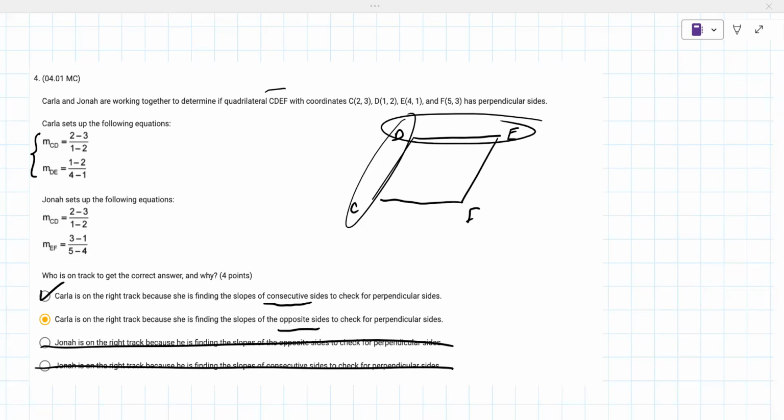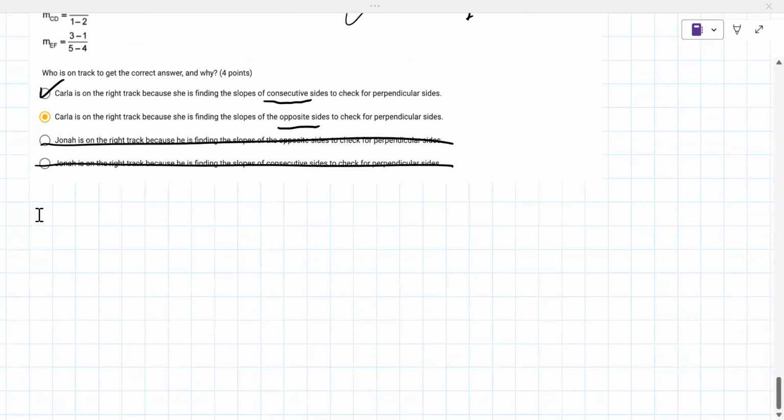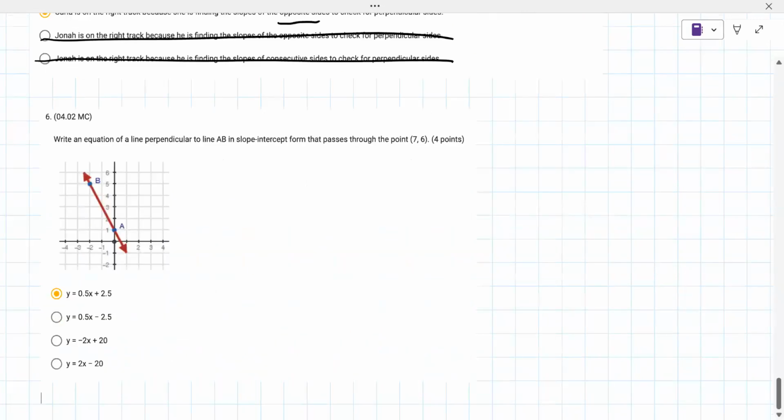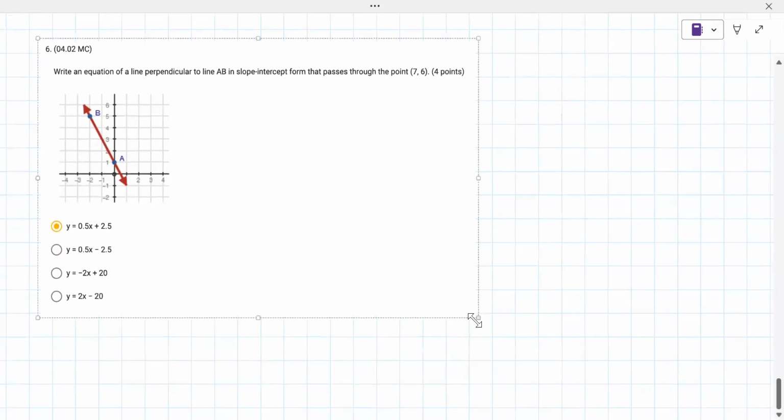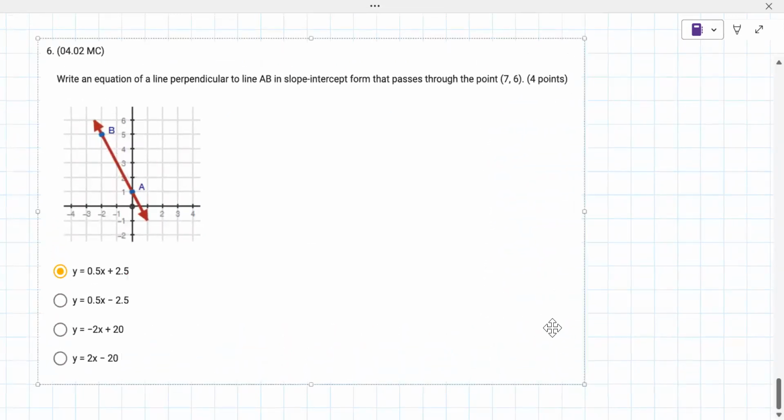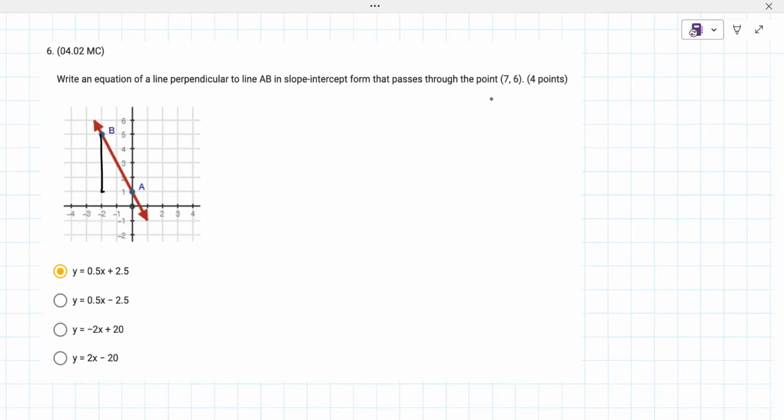All right, I'm pretty sure about this one, but let me check it with you as well. I'm going to put it in the chat. It's in the chat now. Number 6 is another one that I wanted to check. Write an equation of a line perpendicular to AB in slope intercept form that passes through the point (7, 6).